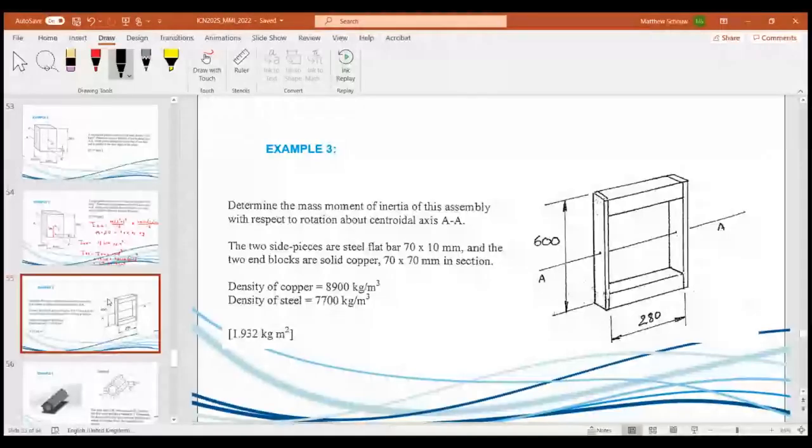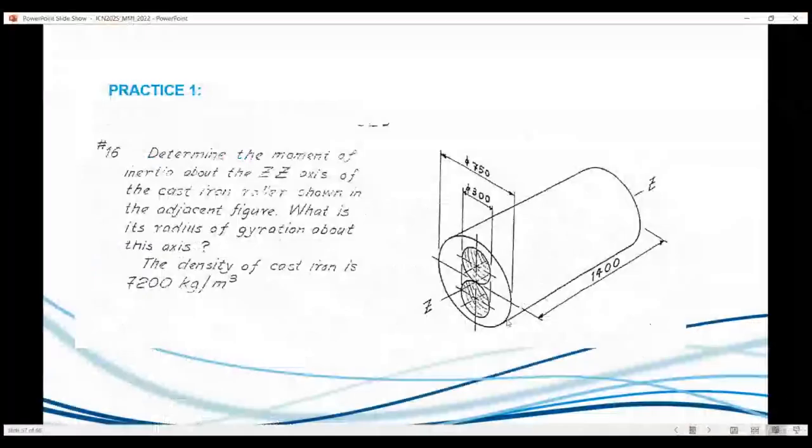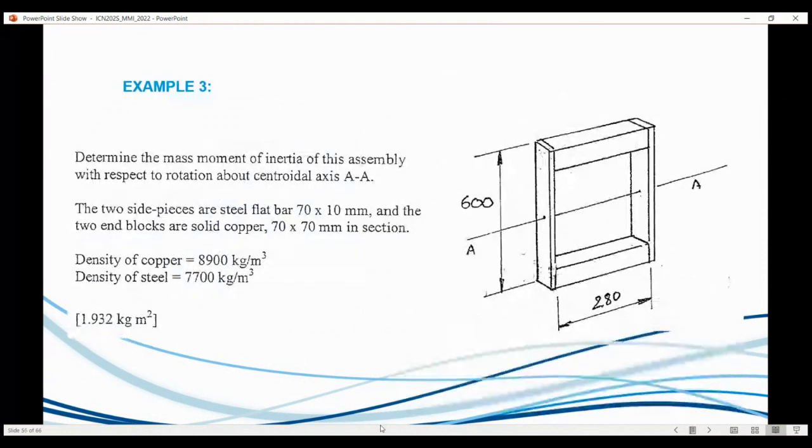I think I've explained it well. And I wanted to try this one quickly before we go on to perpendicular. Okay, so here we have some kind of body, a cast iron roller apparently, and we're required to find the mass moment of this particular object. And I'd like to ask you guys, what approach will we take here before we actually start?